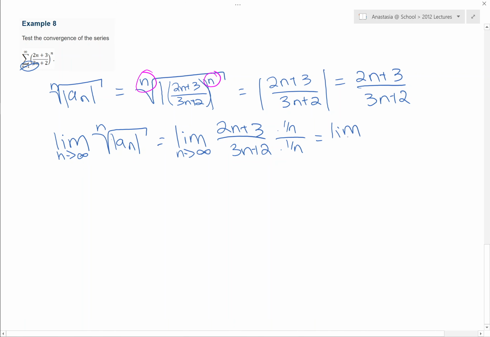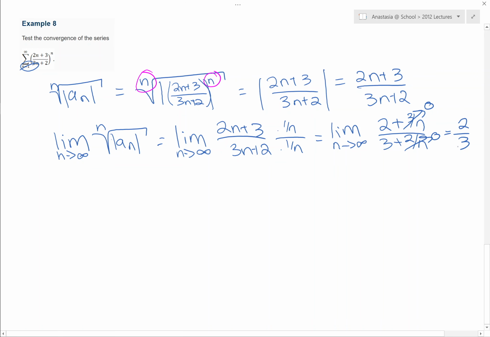So this ends up being written as the limit as n goes to infinity of 2n times 1 over n gives us a 2, plus 3 times 1 over n gives just 3 over n, all over 3n times 1 over n gives 3, and then plus 2 times 1 over n gives a 2 over n. So now as n goes to infinity, 3 over n is going to go to 0, 2 over n is going to go to 0, so we end up with 2/3.